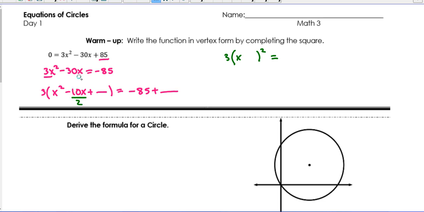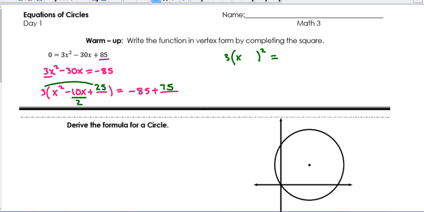So half of negative 10 is negative 5. If we square it, we get 25. We do not put a 25 on the other side, though. That would not balance it, because this is actually being distributed. So we need to put a 75 on the other side. That's what balances our equation.